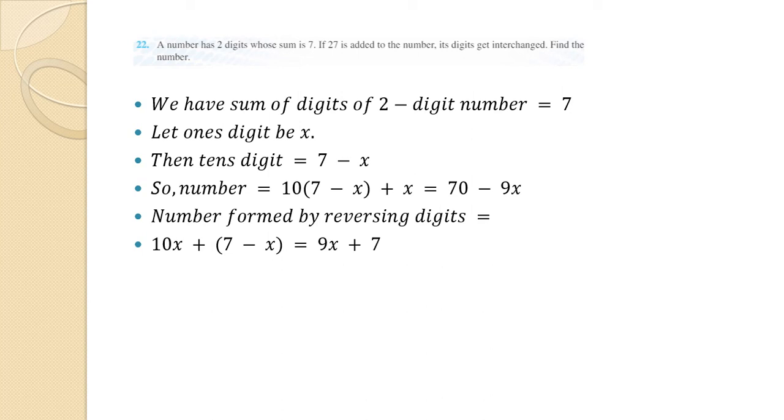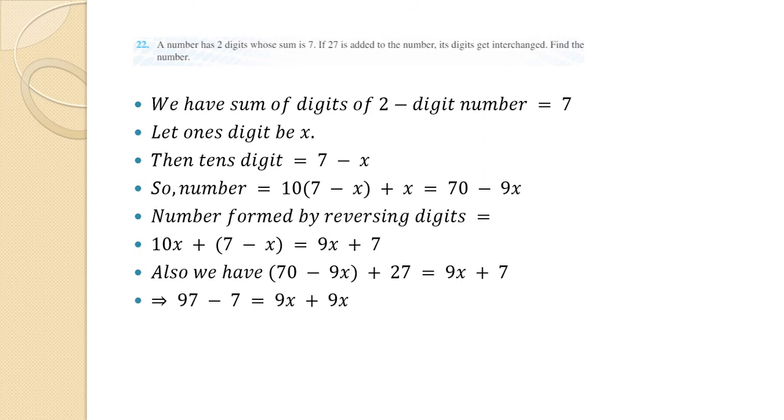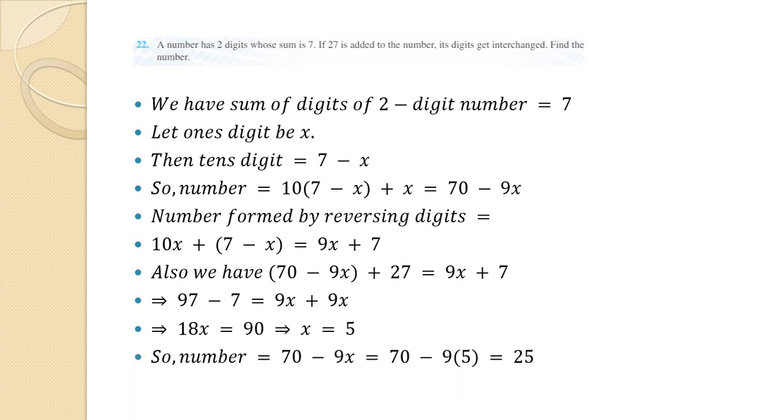So now let us apply the condition. That is, they are saying that when 27 is added to the number, the digits get interchanged. So I get 70 minus 9x plus 27, and I will get the reverse number, that is 9x plus 7. I will solve the equation. That is, I will bring all the variables in one place and all the constants in one place. I get 18x is equal to 90 and x is equal to 5. Now my ones place digit is 5 and the tens place digit will be 7 minus 5, that is 2. So the given number is 25.